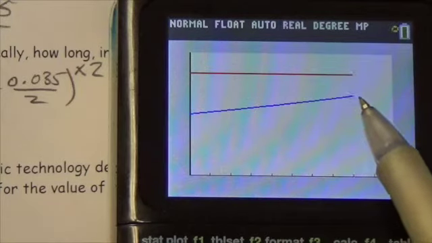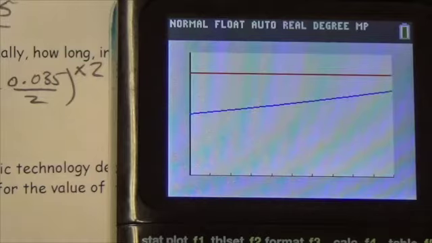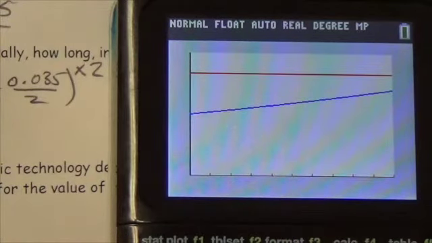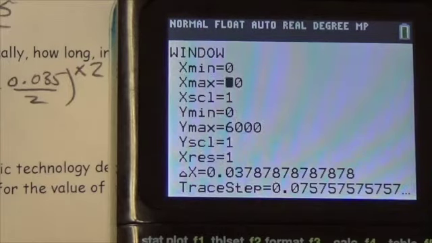So it's going up, up. My function, the blue function, is increasing, but it didn't quite get to it. So let's make that a little bit bigger here. 10 wasn't enough. Let's try 20.